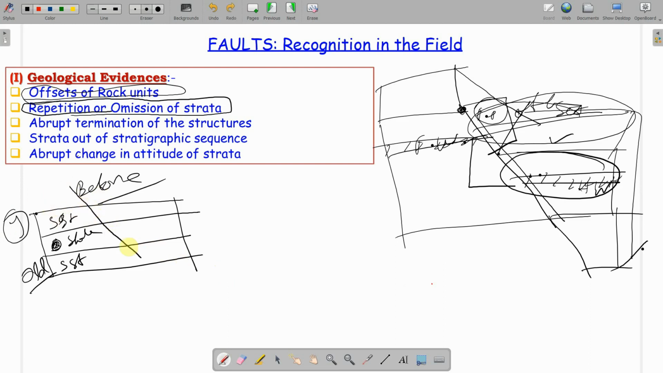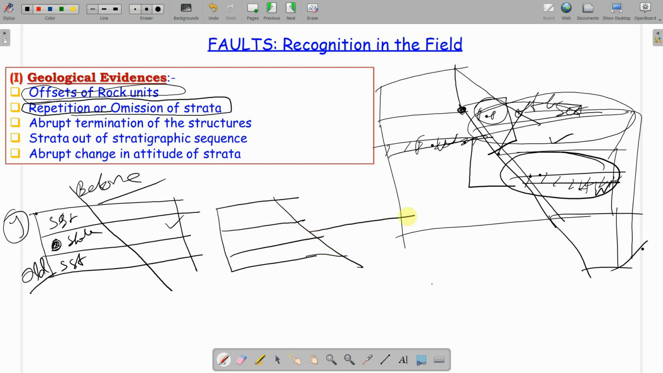If there is a dip fault, then what will happen? This side of the block will go down, and it will look like this. So this is the sandstone, this is the shale, and this is the sandstone. Here this is the sandstone, this is shale, and from this figure, after the creation of the fault, this is shale and this is again sandstone.